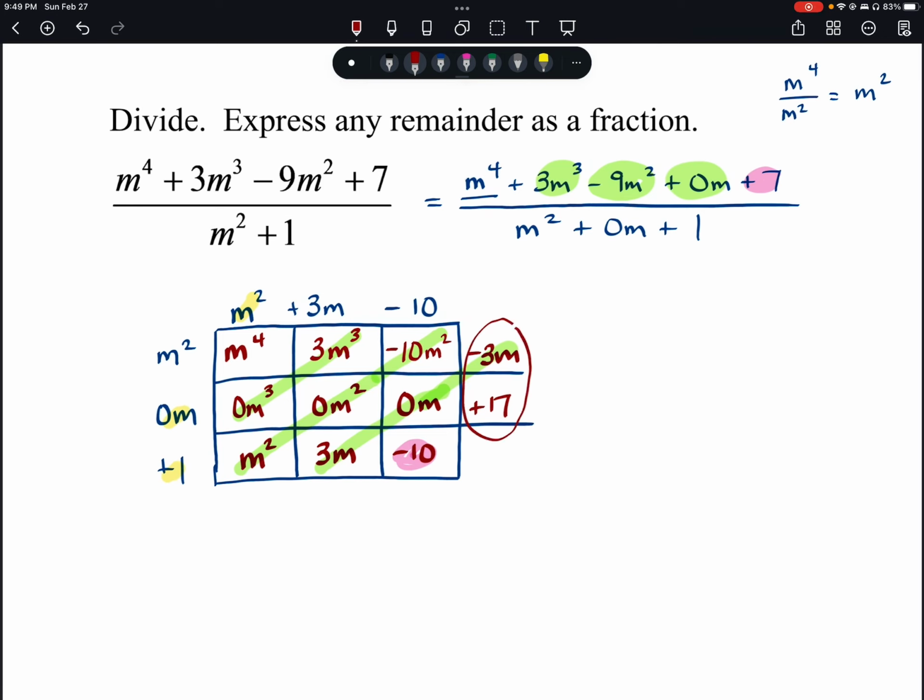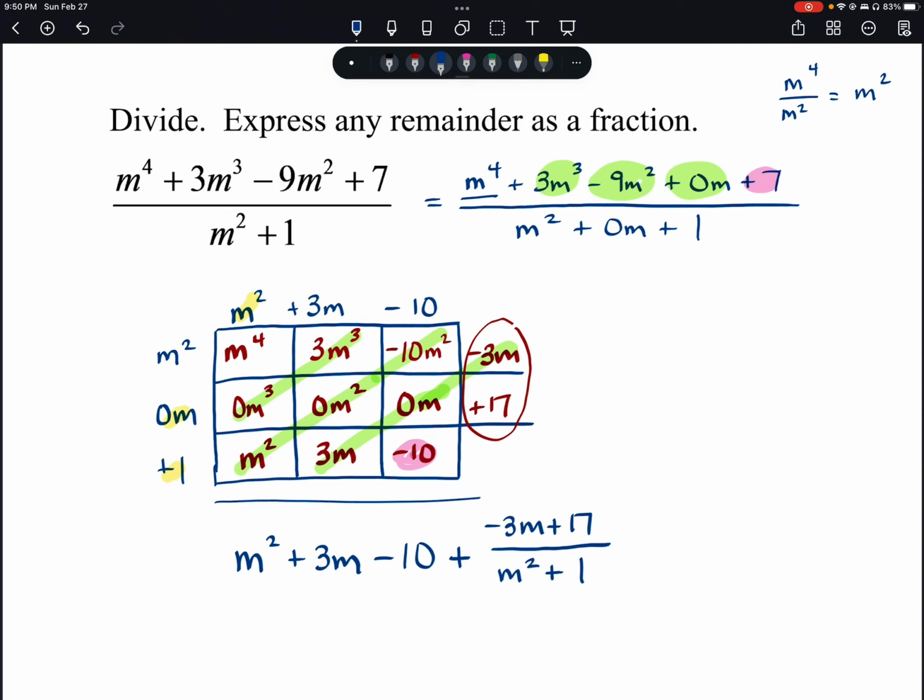Okay, so we'll take it and we will say our answer will be m squared plus 3m minus 10. And then I'm going to go ahead and just say plus, and I'm going to put my negative 3m plus 17 in the top, and then my m squared plus 1 back on the bottom. And that is our answer.